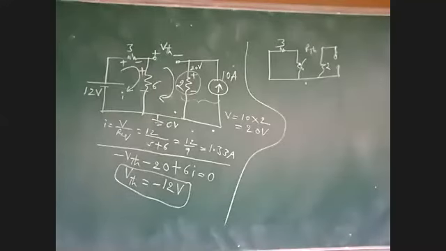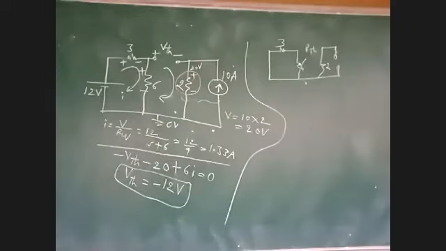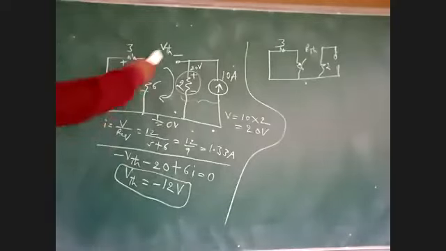In the previous problems, they came in parallel. Here, 3 and 6 are in series when determining VTH, because current is not dividing here.